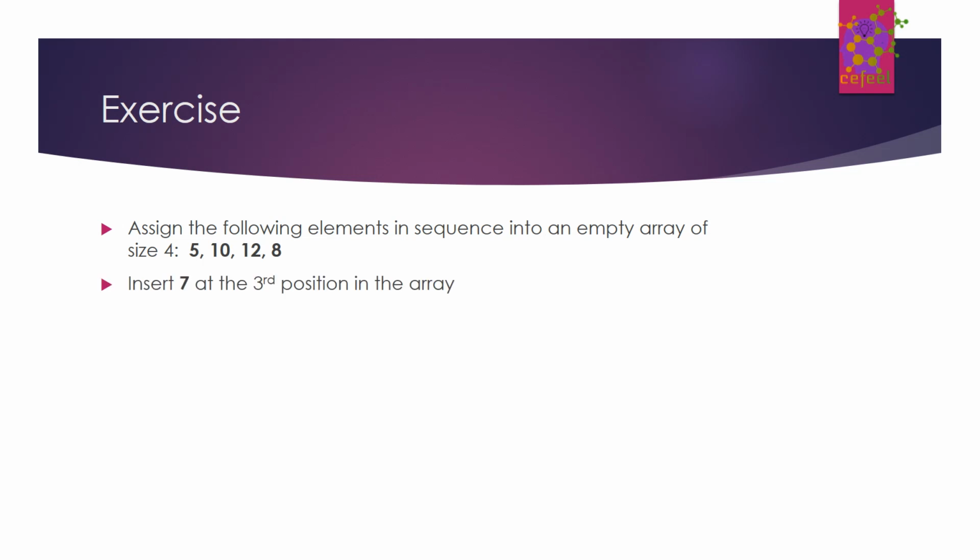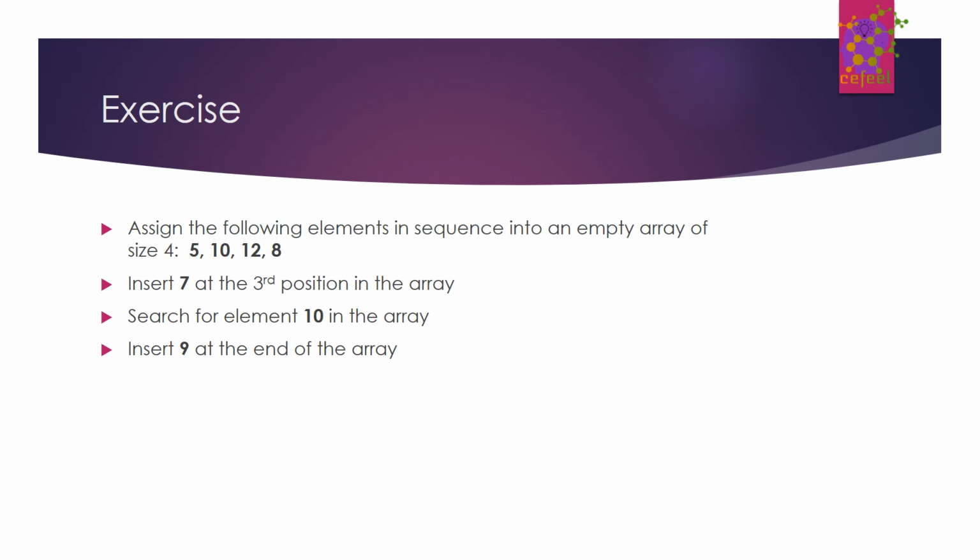Then insert an element 7 at the third position in the array. Draw a diagram, move the elements if necessary, or if you are coding it in a language, make sure to move the elements and increase the size of the array. Next, search for the element 10 in the array to see if it's present or not. Next, insert 9 at the end of the array.